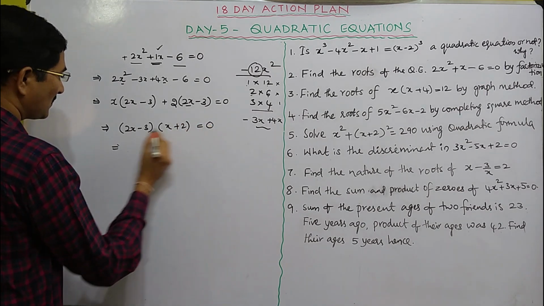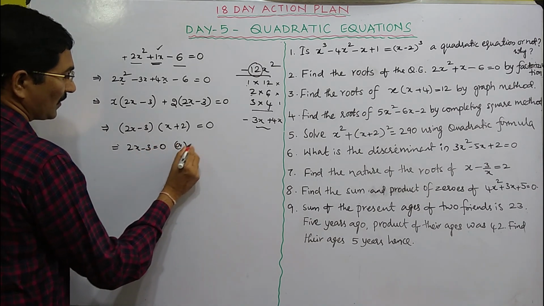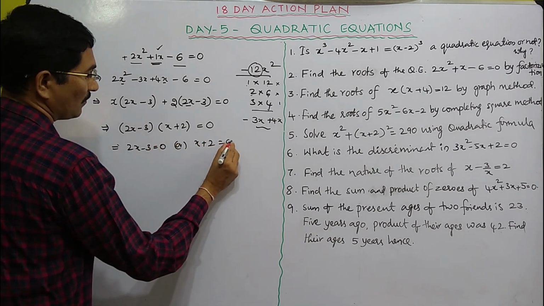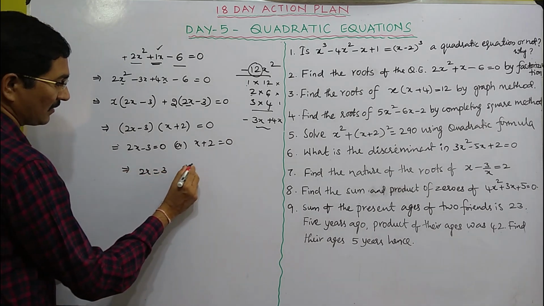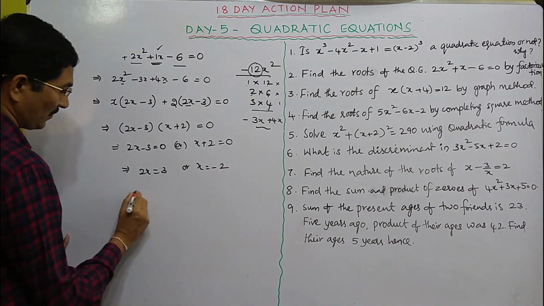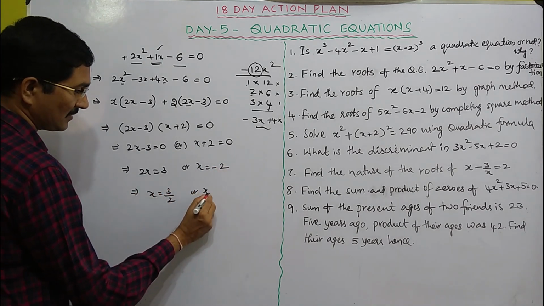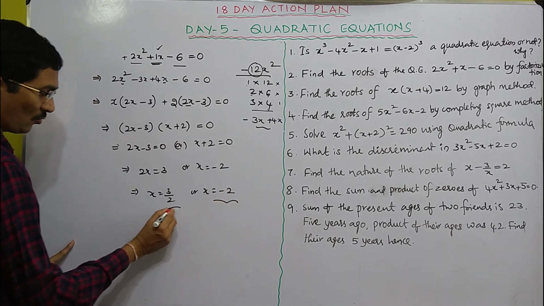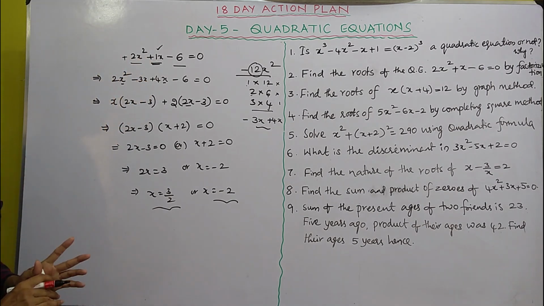If both of them are zeros, we will have 2x minus 3 is equal to 0 or x plus 2 is equal to 0. So in this case, 2x must be equal to 3 or x must be equal to minus 2. In this case, x must be equal to 3 by 2 or x is equal to minus 2. So these two are the zeros of the given quadratic equation.